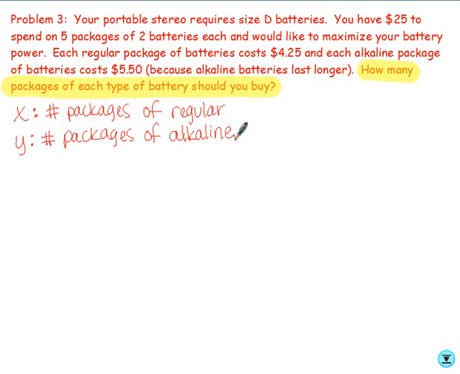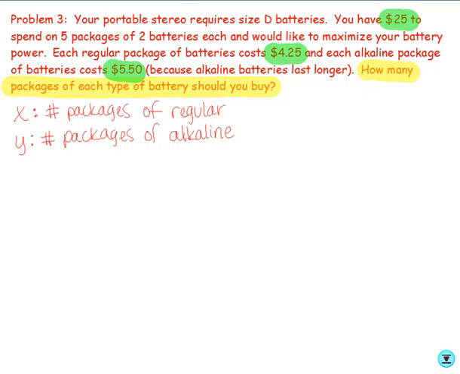Start looking for numbers that have similar units. Well, the first thing that pops out to me are a whole bunch of dollar amounts. I see $25. Whoops, let's make that a different color. I see $25. I see $4.25. And I see $5.50. Okay, well, $25 is what you have to spend. That's the total. We'll come back to that one.